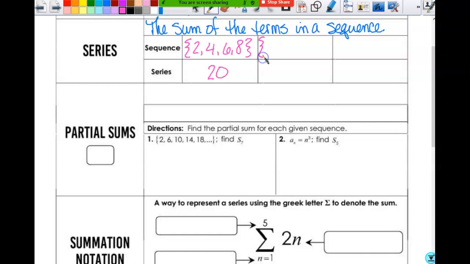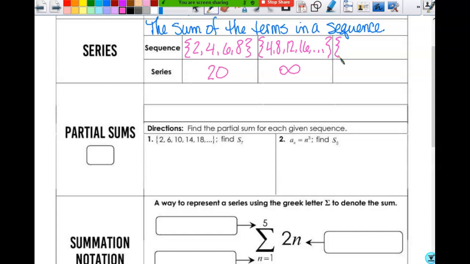If our sequence was like 4, 8, 12, 16, ... meaning that it just keeps on going and it's an infinite sequence, then if I add all those up, I'm going to get infinity.